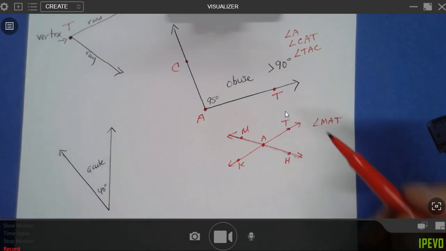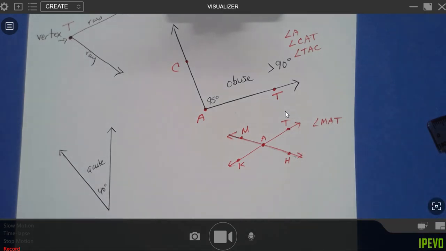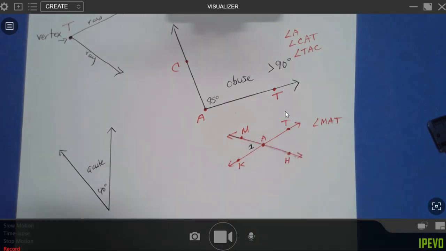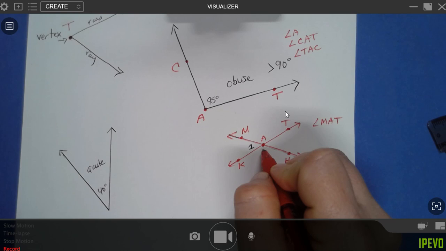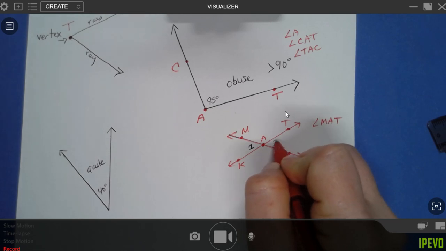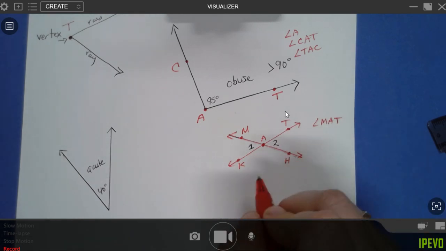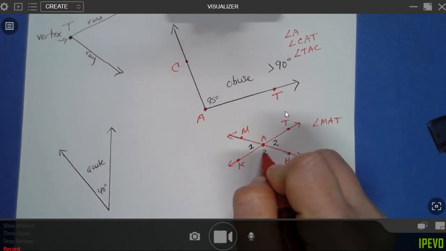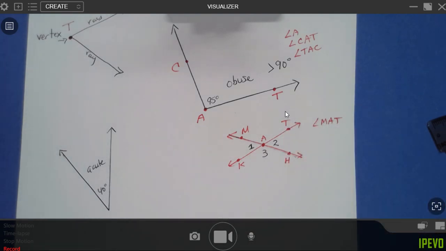So some people are like, I don't want to do all that work writing all those letters. So there's other times you'll see where they just write a number in there. They'll just put like a number 1 there and they'll say angle 1. And then they'll call this one angle 2. Notice those are vertical angles there. So it could be that. They could also call it angle 3, that type of thing. So those are the different varying ways to name angles.